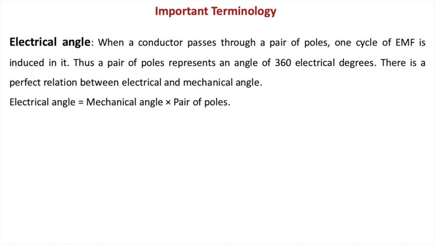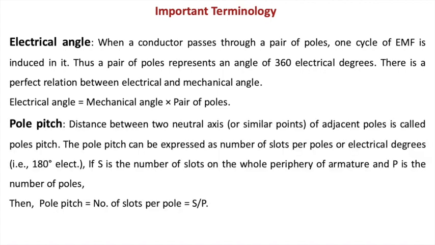Electrical angle. When a conductor passes through a pair of poles, one cycle of EMF is induced in it. Thus, a pair of poles represents an angle of 360 electrical degrees. There is a perfect relationship between the electrical and the mechanical angle. While mechanical angle is one complete rotation, the electrical angle is one pair of poles completion. So, electrical angle is equal to mechanical angle times the pair of poles.